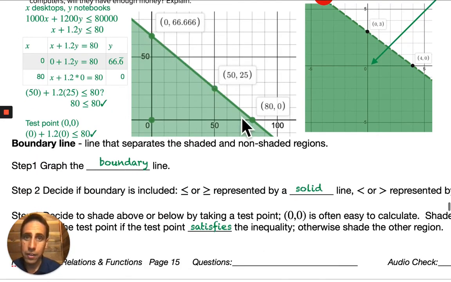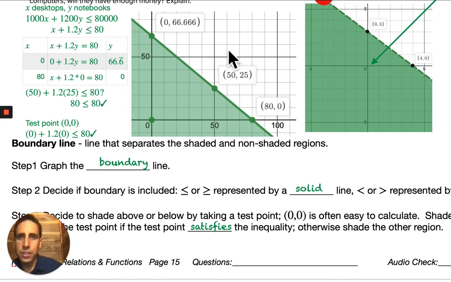So we've got a solid line because we want to include the boundary. The boundary is okay. If we actually spend all 80,000, if the total money adds up to exactly equal to 80,000, then we still want that to be considered a viable option, and it's allowed because you're staying within the budget.